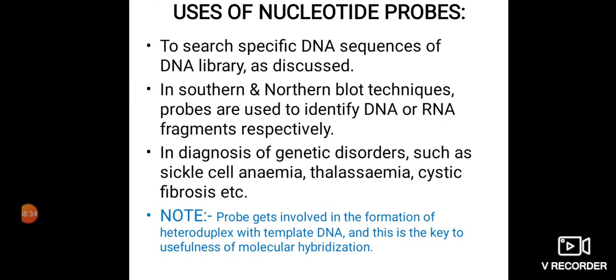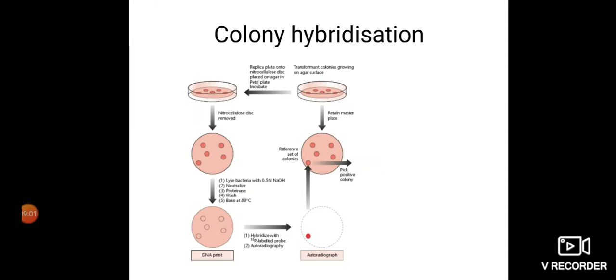Now, what is the use of probes? To search for specific DNA sequences in a library, in Southern and Northern blotting or hybridization, people use it. In the diagnosis of genetic disorders, people use it in sickle cell anemia, thalassemia, and all these cases. Probes get involved in the formation of a heteroduplex with the template DNA, and this is the key to the usefulness of hybridization. Now, some of the methods of hybridization: first is colony hybridization.